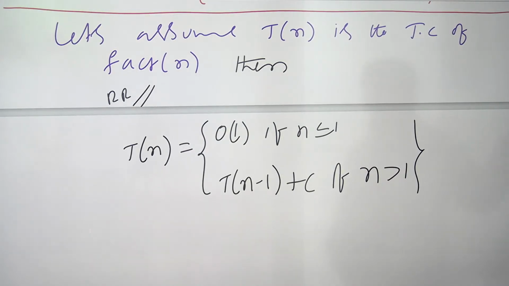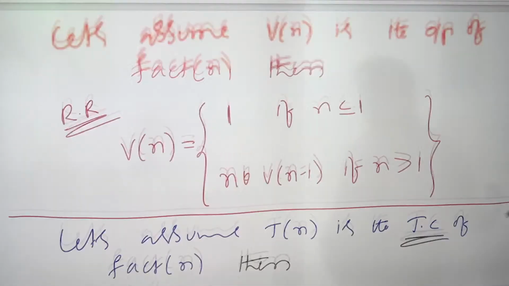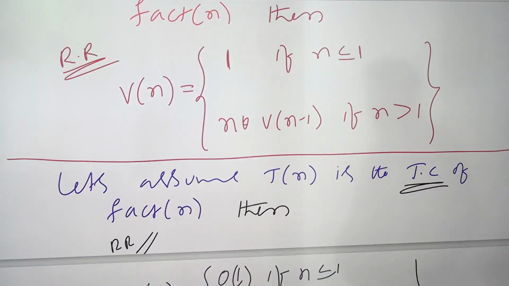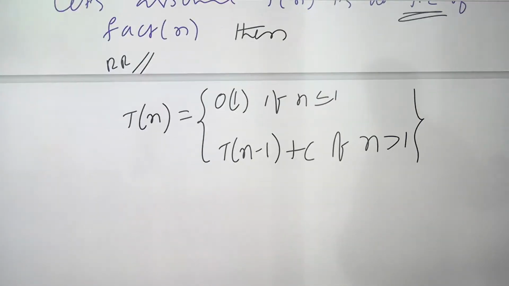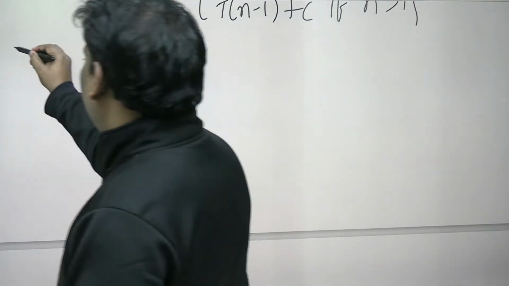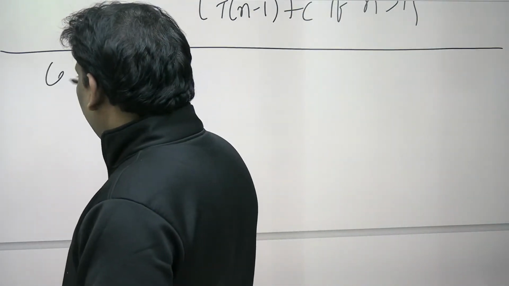Remember, this is the recurrence relation for time complexity. This is not the recurrence relation for output. For the given recursive program, for time complexity purpose, it is this recurrence relation. Can you see one more?